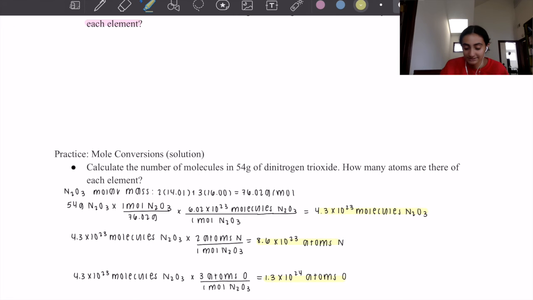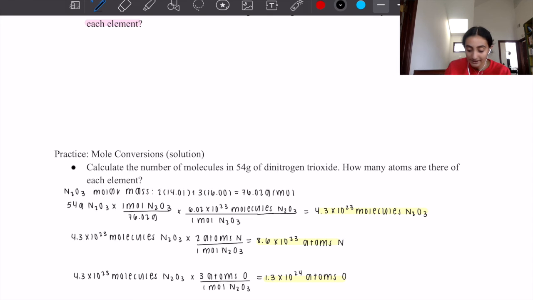So the first step I did with this was identify that dinitrogen trioxide is written as N2O3. It's a covalent compound, so I use the prefixes to determine the formula. Then I found the molar mass because that's key in getting from grams to moles, and we need to get to moles to figure out anything else. So I multiplied 2 times 14.01 plus 3 times 16. I found those numbers under the symbol in the periodic table to get the molar mass of dinitrogen trioxide.